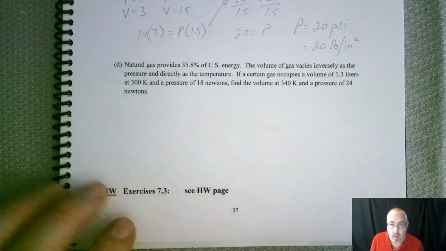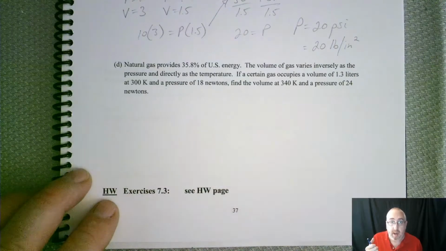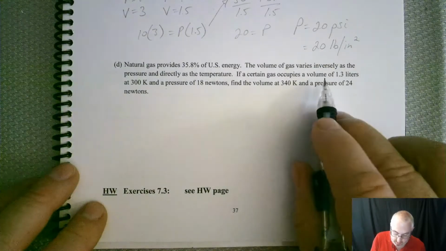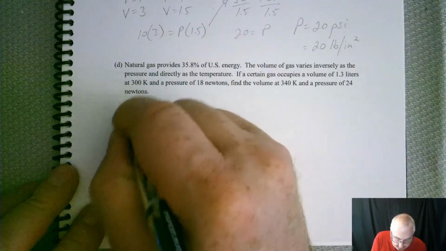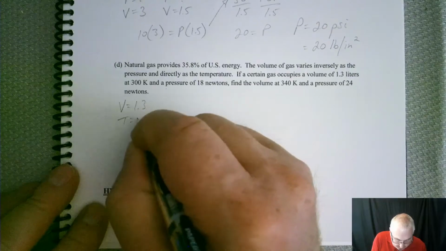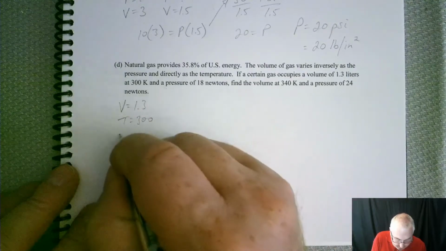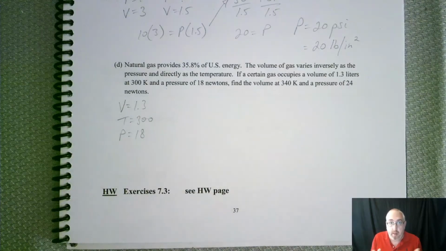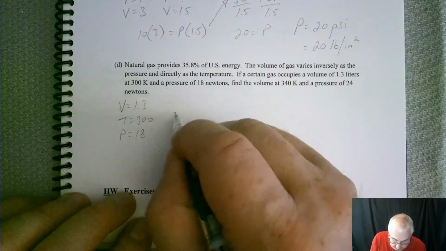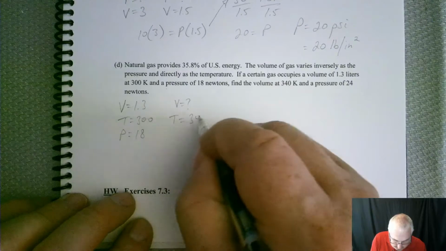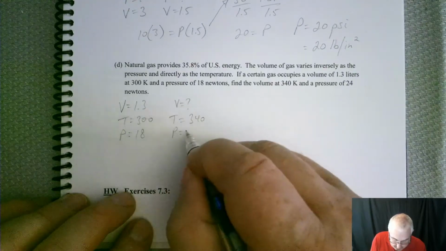24 newtons. All right, so we got volume, we got temperature, and we got pressure. So we got three variables that we got to worry about: volume, temperature, and pressure. So what do we got to start? We got a volume of 1.3, we got a temperature of 300, and we got a pressure of 18 newtons. So all three of those pieces go together, and then find the volume, so we don't know what that is, when the temperature is 340 and the pressure is 24.